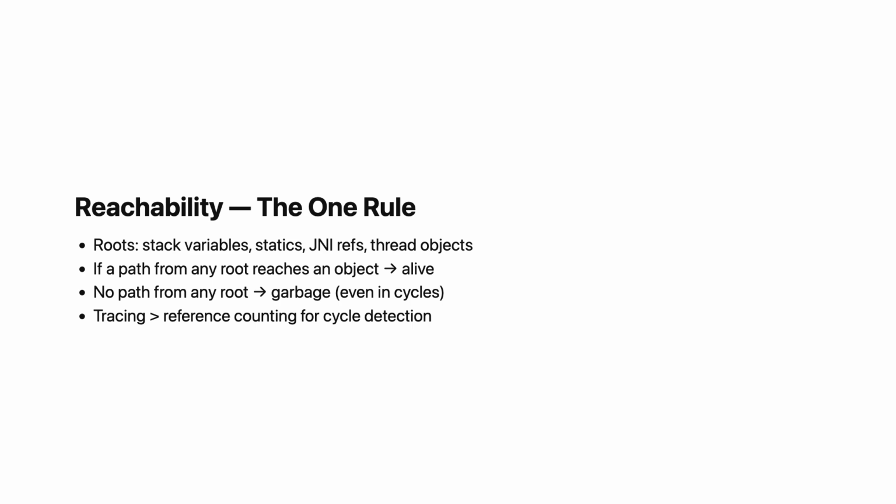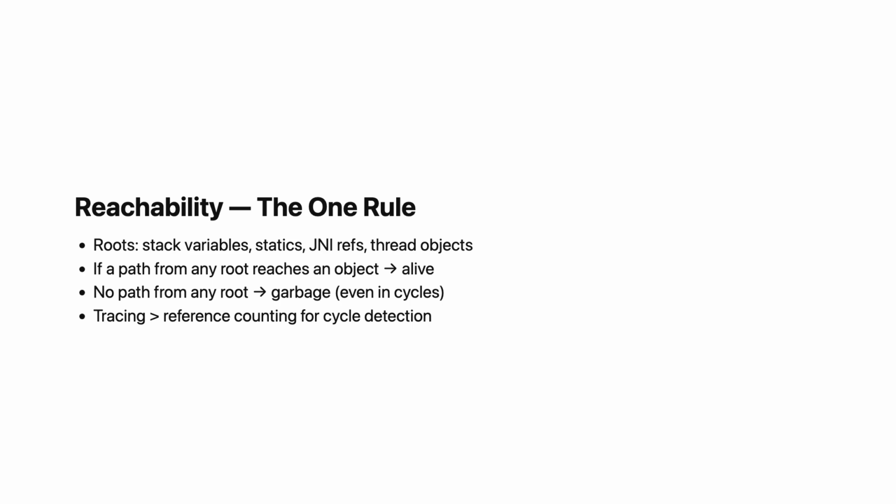The local variables on your thread's call stack are roots. Static fields in your classes are roots. JNI global references from native code are roots. Active thread objects themselves are roots. Now here is the rule. If the garbage collector can follow strings from any nailed down box and eventually reach your box, your object is alive. If there is no path of references from any root to your object, no matter how indirect, then your object is unreachable. And unreachable means garbage.